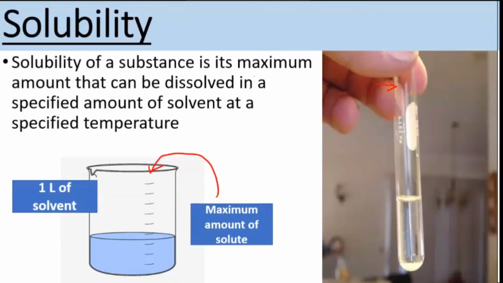Solubility means the maximum amount of solute that can be dissolved in a specified amount of solvent at a specified temperature, meaning at a given temperature. For example, if I take room temperature and I've taken 1 liter of the solvent, what is the maximum amount of solute I can add and make a solution out of it? That will be called solubility.